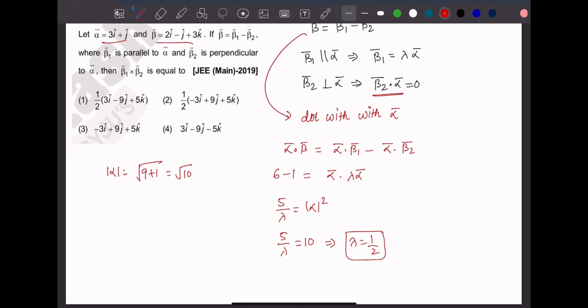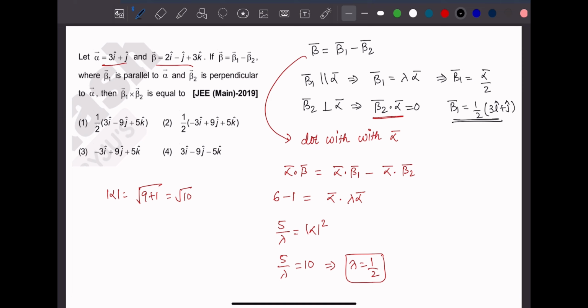From that we got beta 1 vector, we are getting alpha vector by 2, which means our beta 1 vector is half times 3 i cap plus j cap. Okay, beta 1 vector is half times 3 i cap plus j cap. Now what we have to calculate is beta 1 cross beta 2. How will we get beta 1 cross beta 2, that we have to think.